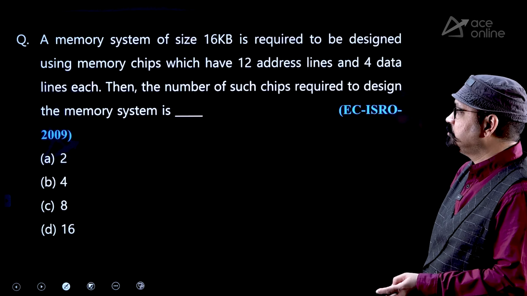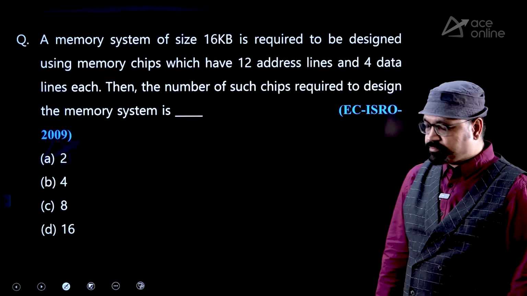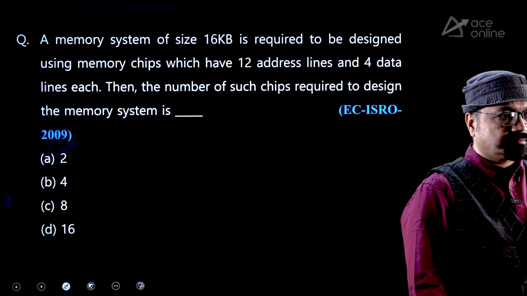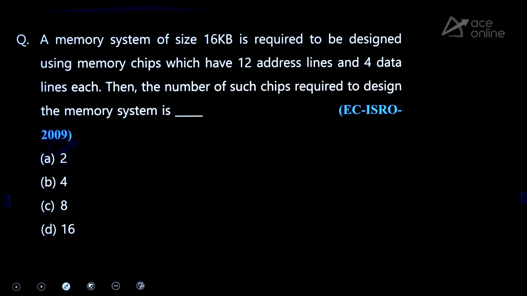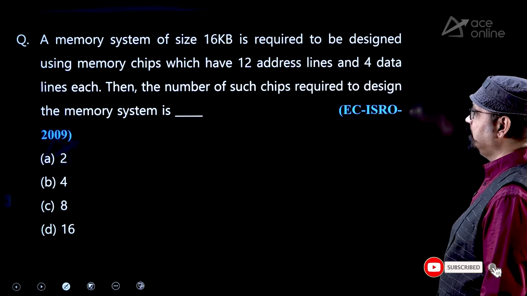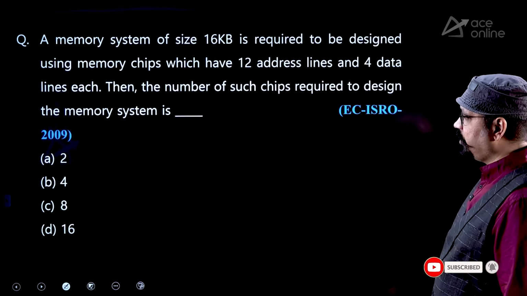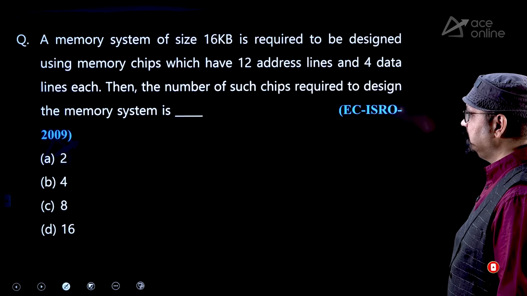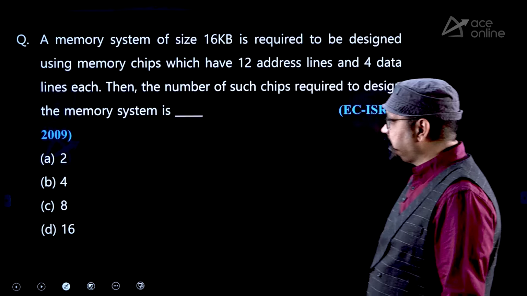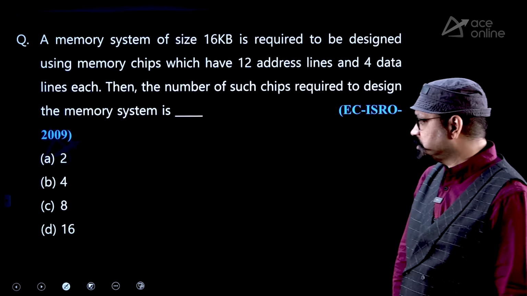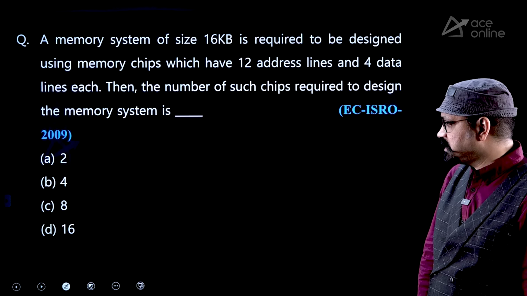Let's see one more. Please read this. A memory system of size 16 KB is required to be designed using memory chips which have 12 address lines and 4 data lines each. Then the number of such chips required to design the above memory system is dash. 2 chips, 4 chips, 8 chips and 16 chips.